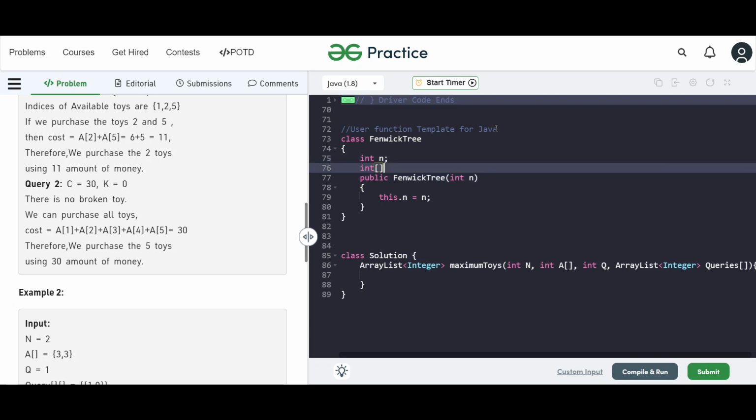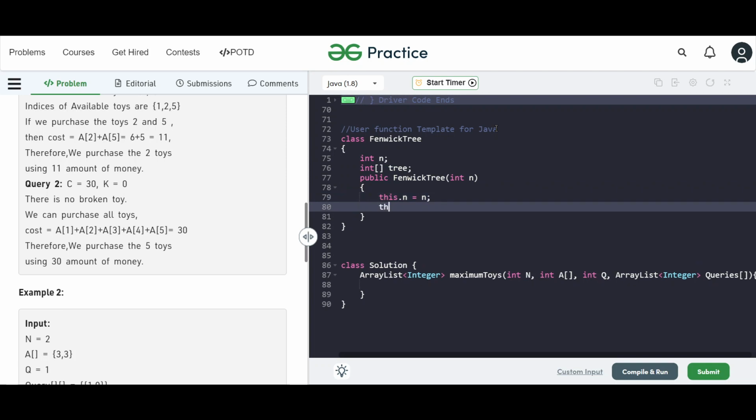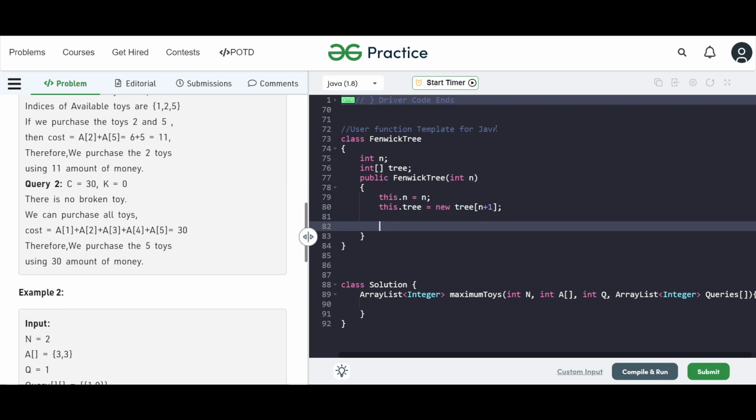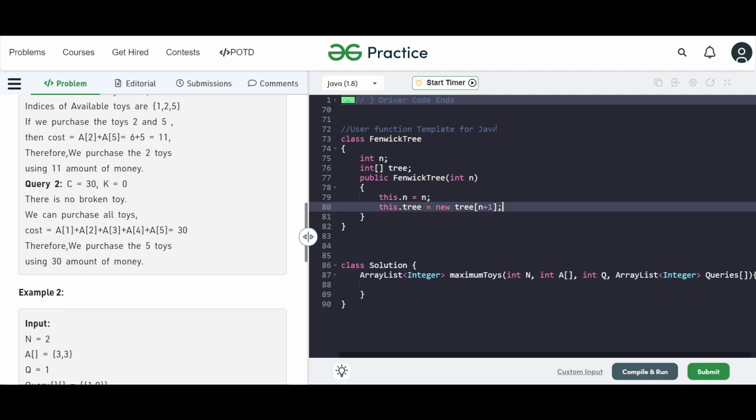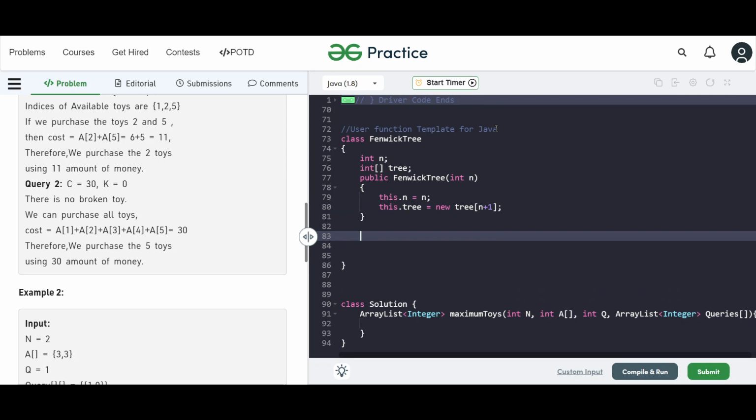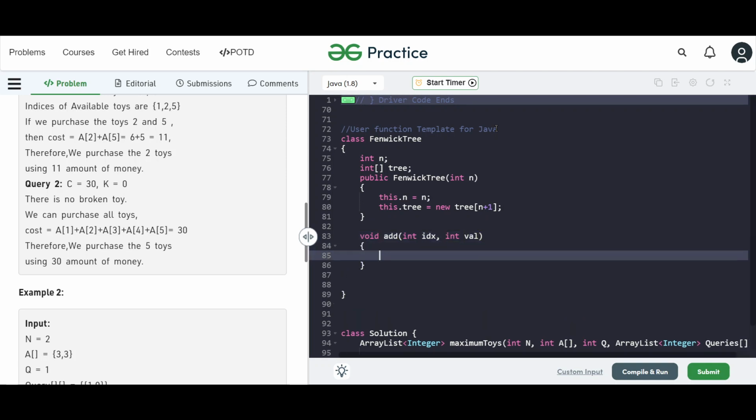we're going to create and keep an array, or we can call it tree, and we'll do this dot tree equals to new. So we'll do the indexing from 1 to n. So that's why we'll create an array of size n plus 1, and that's it, right? And one of the capabilities it will provide is I want to be able to add at any index some specific value. I want to be able to add this value at this index.